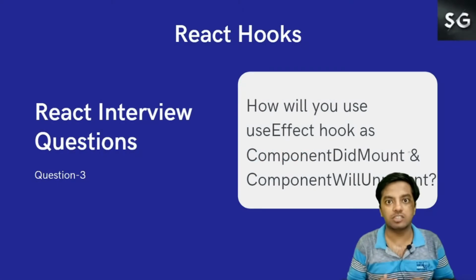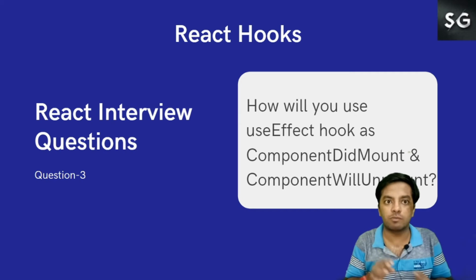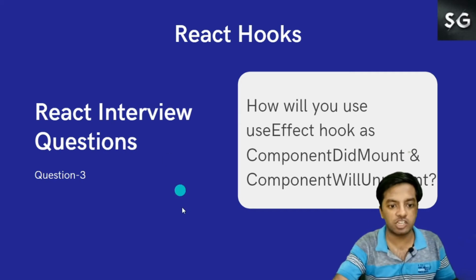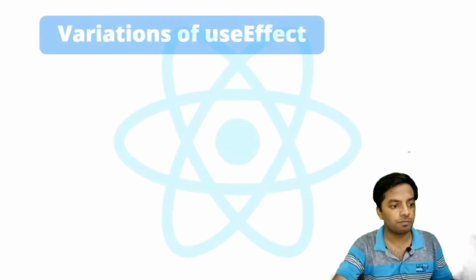We have covered two questions in the previous video. So if you haven't watched it yet, go check out the video first. In this video, we'll be resuming from the third question. So what is the third question? How will you use the useEffect hook as component did mount and component will unmount?